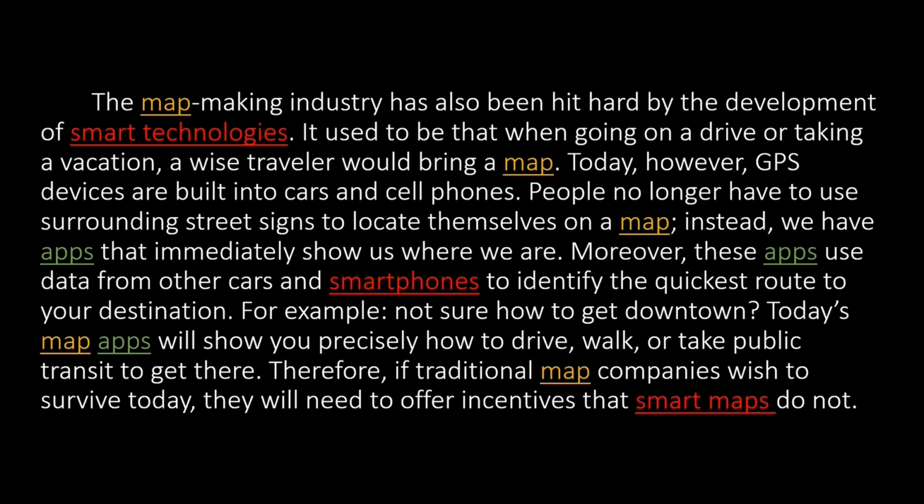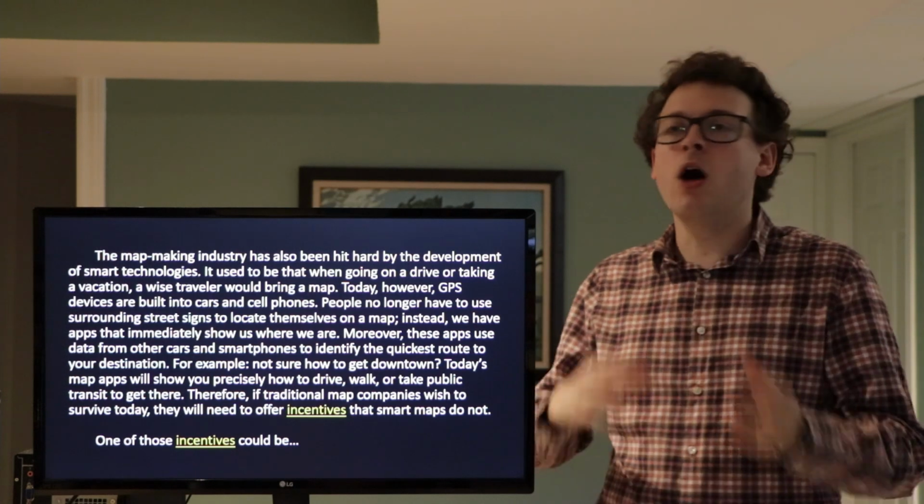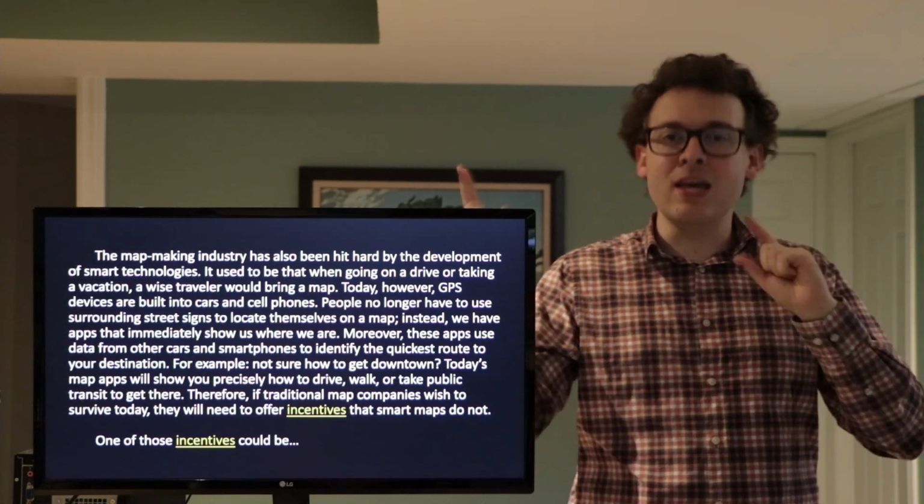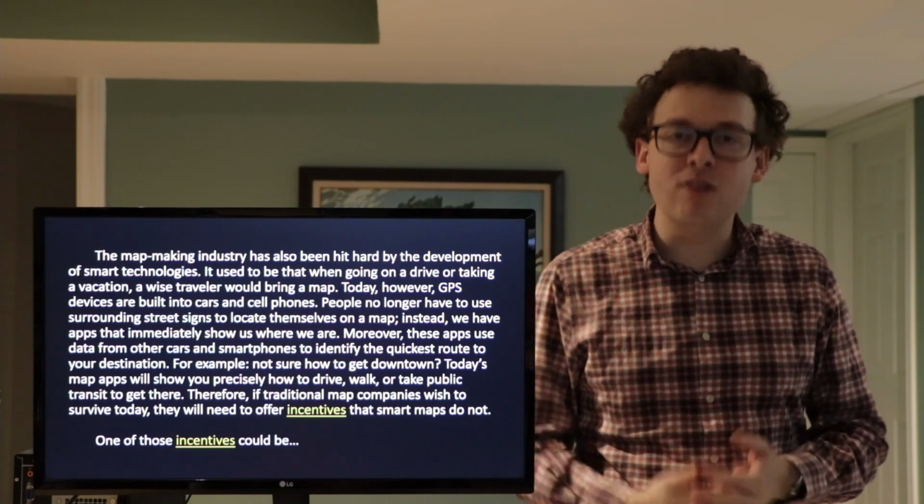And now we're not going to go into an entire second paragraph, but this is a way that you can see what it looks like. Therefore, if traditional map companies wish to survive today, they will need to offer incentives that smart maps do not. One of those incentives could be, and then you go into more detail. But do you see how repeating a word from the linking sentence in the previous paragraph in the topic sentence of the next paragraph helps create a mental link? How it helps prepare your reader not only for what's to come, but to build an automatic connection between those two ideas? This is how you use repetition effectively.